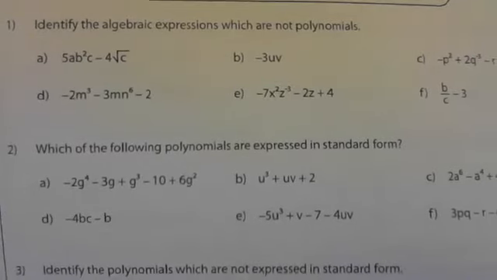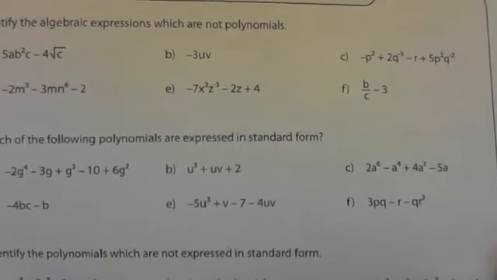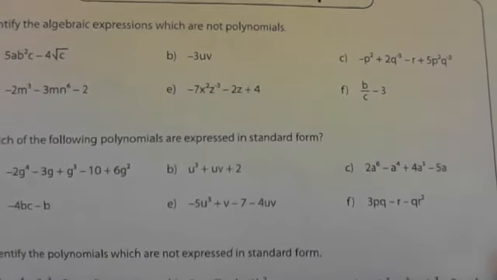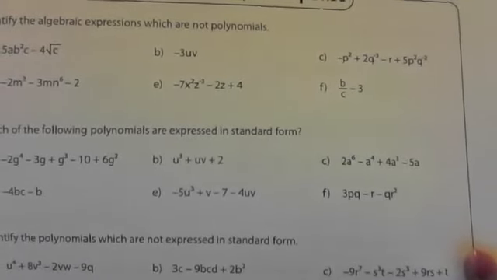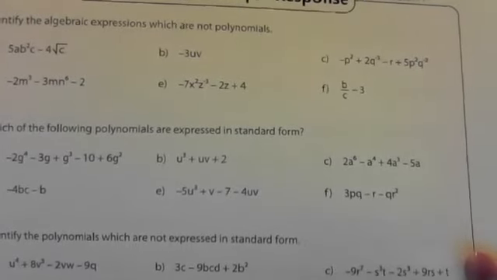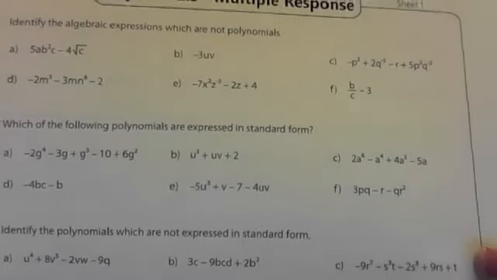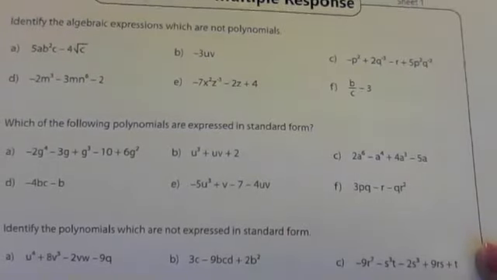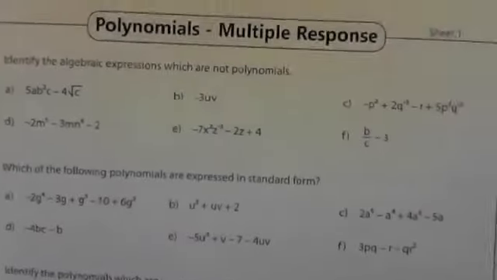Yes, it is. E, why? Negative exponent again. And F? No, because it has a variable in the denominator. So you would be circling A, C, and F. Is that correct? E. Oh, yes, and E, because it has that negative exponent.